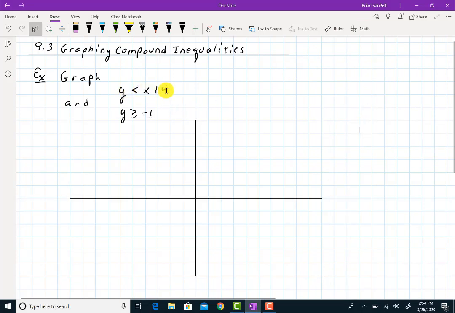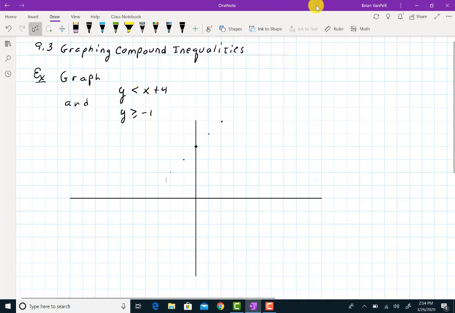Let's start with y is less than x plus 4. Recall that if you were to graph y equals x plus 4, you would have a y-intercept of 4. So let me put a dot there. And then the slope in front of x is 1. So you're going to go up 1 and to the right 1. And you can continue that method.